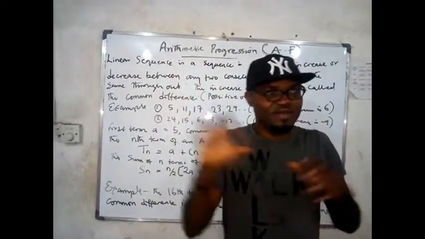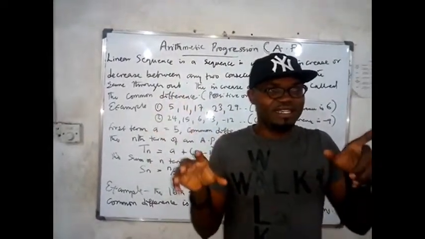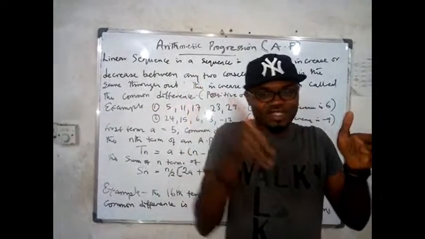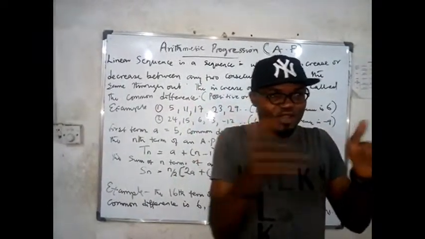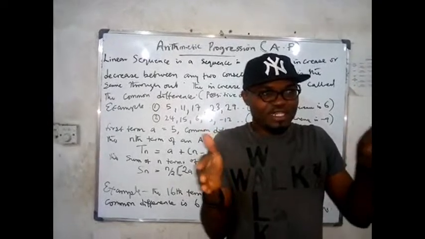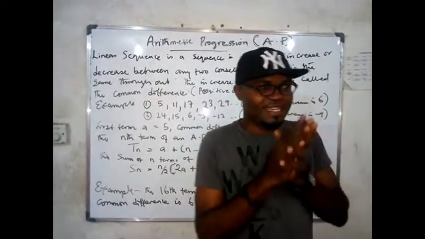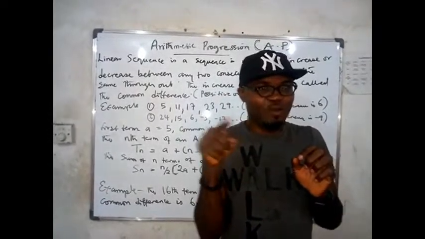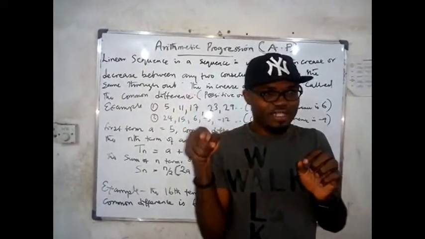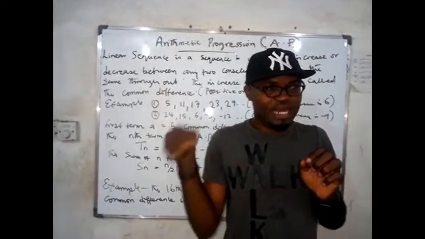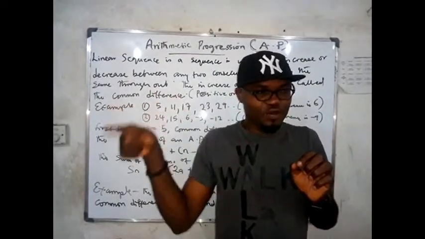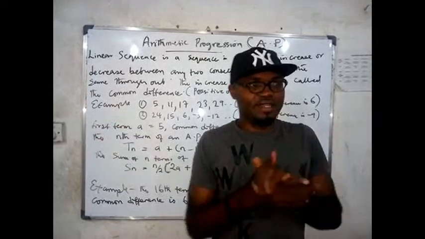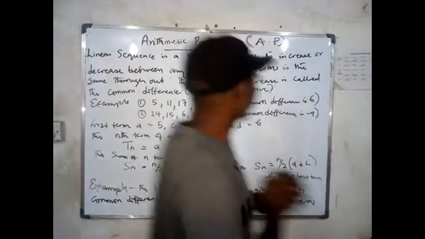And the first term is represented with the letter what? A. The difference between successive terms is known as the word common what? Difference. Represented with the letter what? D. Is that clear? And you can find the nth term by saying Tn equal to what? A, which is the first term, plus bracket n minus 1 close bracket D, common difference. Is that good?